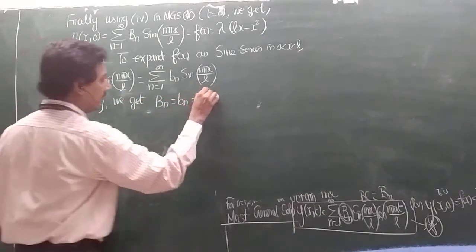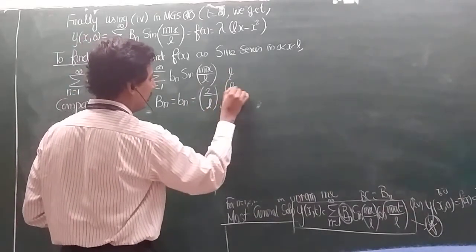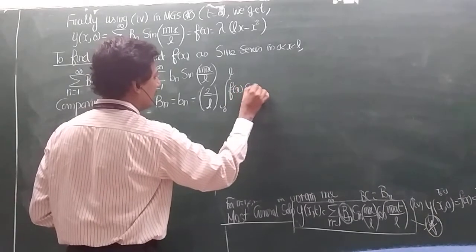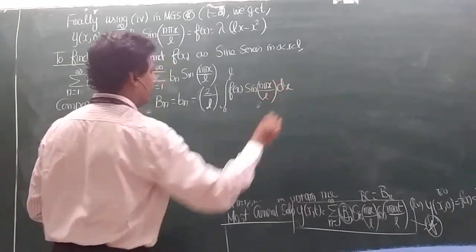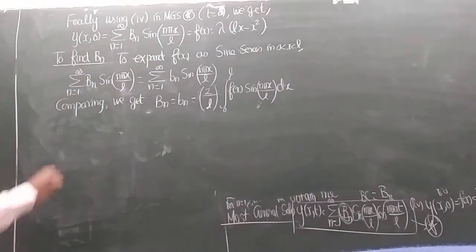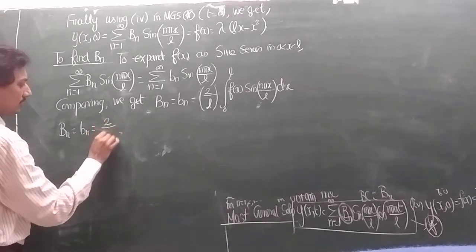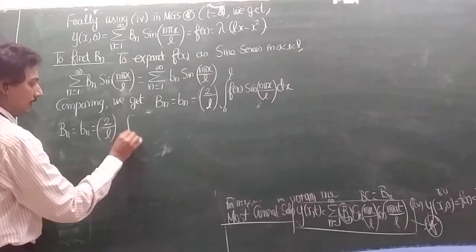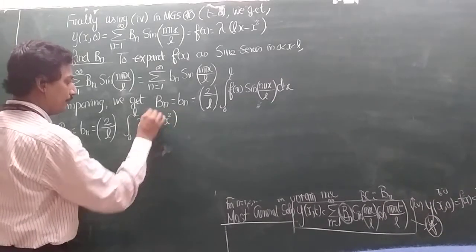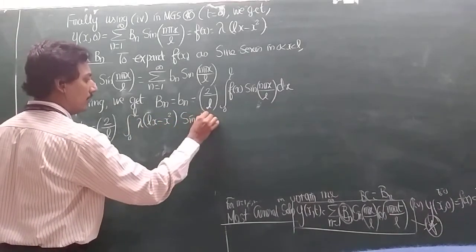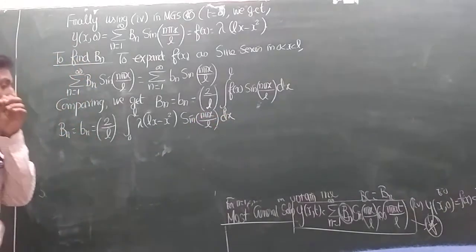What is the formula for capital Bn or small bn? It is 2 by L integral 0 to L f of x sin n pi x by L dx. So we can substitute here, since small bn and capital Bn are the same: 2 by L integral 0 to L lambda into (Lx minus x square) into sin n pi x by L dx. Let us apply the Bernoulli formula here.